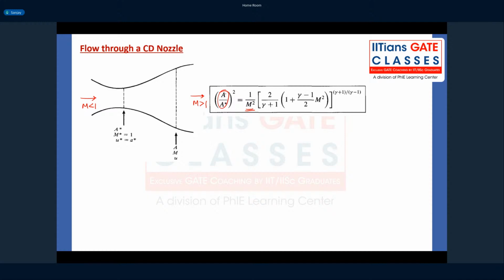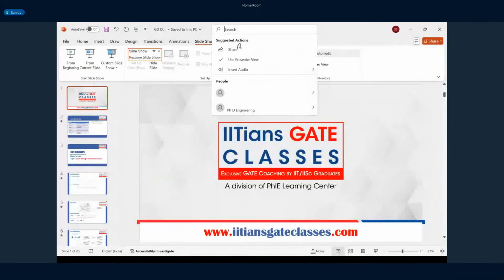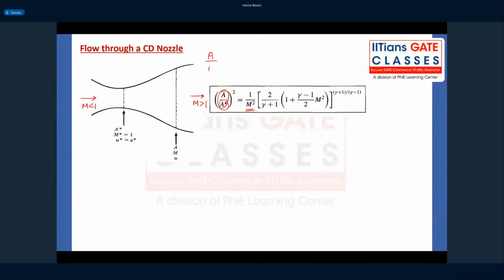So what is A by A star? A is the area at any given location in the nozzle. A star is the throat area. So we always normalize the area to the throat area. This is a normalized area.